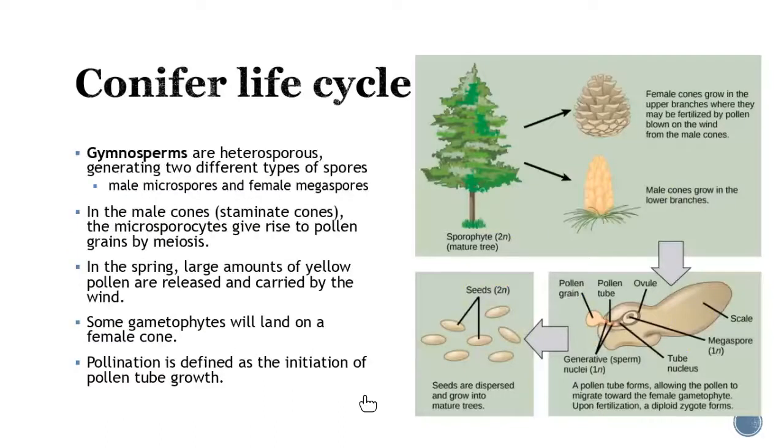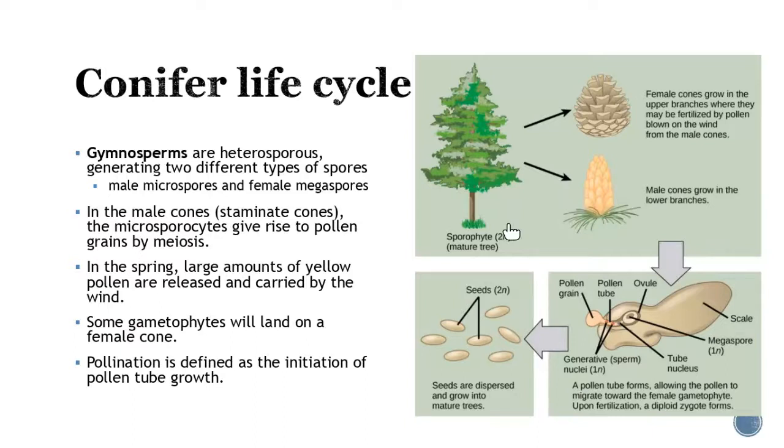So with the conifer life cycle, as I mentioned, there are heterospores, so there's going to be two different types of spores. You're going to have the male microspores and female megaspores. So here's your sporophyte, the mature tree. As I mentioned, you're going to have female cones. They're going to grow in the upper branches, and the male cones are going to grow in the lower branches.